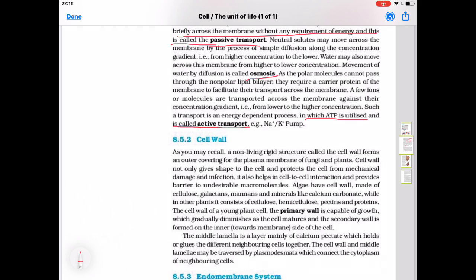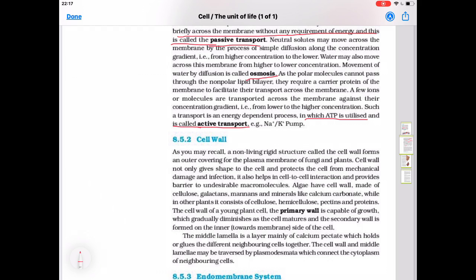Many molecules can move briefly across the membrane without any requirement of energy, and this is called passive transport. Neutral solutes may move across the membrane by the process of simple diffusion along the concentration gradient, that is from higher concentration towards the lower concentration. Water may also move across this membrane from higher to lower concentration. The movement of water by diffusion is called osmosis. A special term is used for water movement.